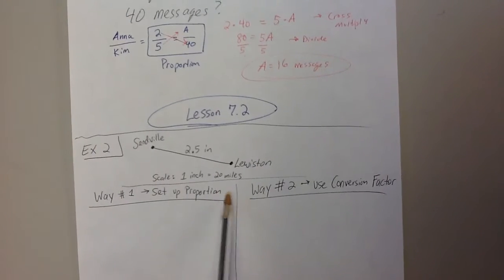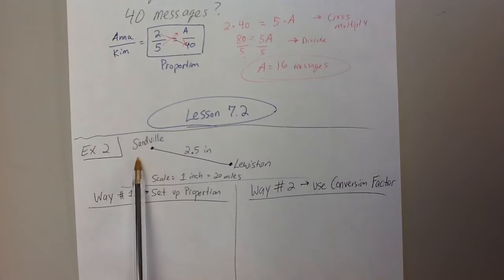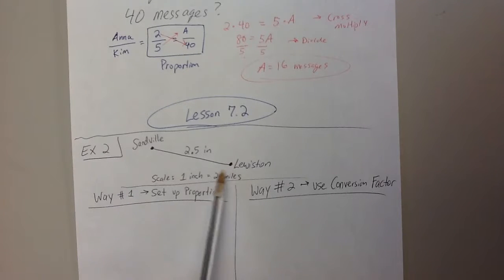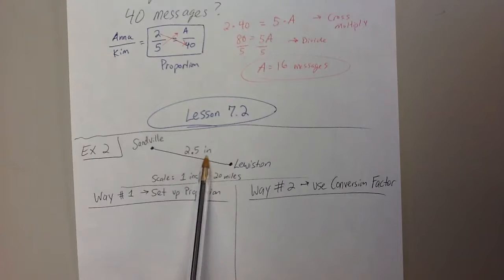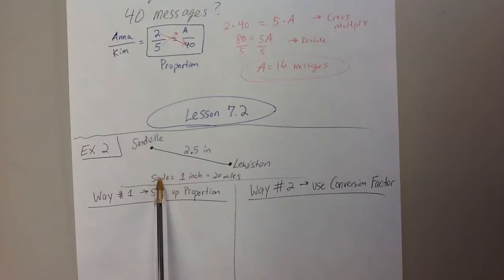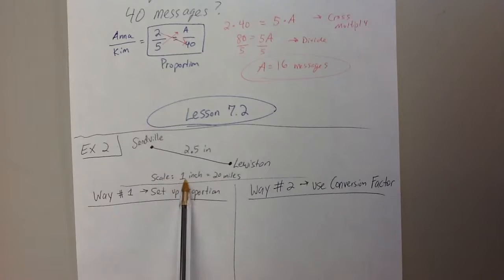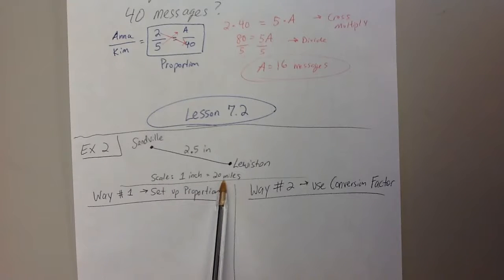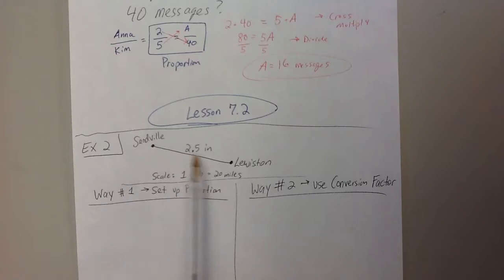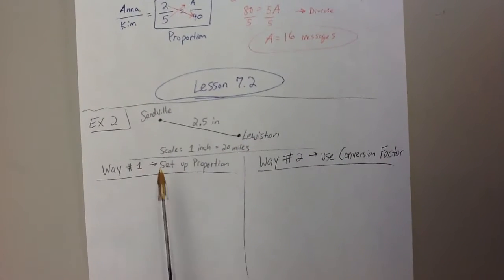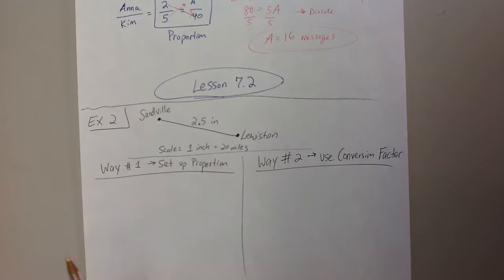So here in this scale drawing, I have 2 towns, Sandville and Lewiston, and the scale drawing says that they're 2.5 inches apart. And the scale says that 1 inch is equal to 20 miles. All right, so I want to know how far is Sandville from Lewiston. There's 2 ways to solve this. I'll show you both of them.